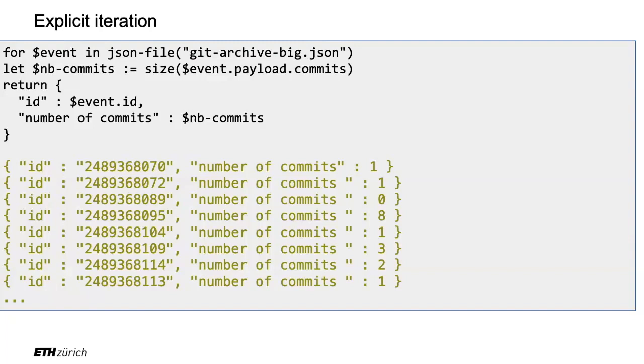For every one of these lines, 2 billion lines, let's say, I evaluate the size of the commits and store it in NB commits, but I do it 2 billion times. And then again, 2 billion times, I return an object with ID that is the events.id taken from the current events, and the number of commits taken from the let variable. And then I return this, all right? So we have let and for, right? And for iterates, let just binds it once.